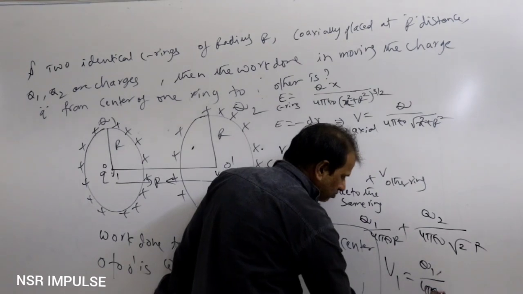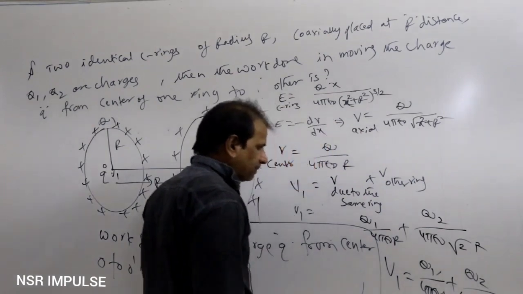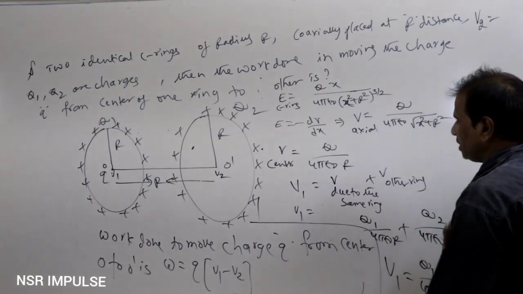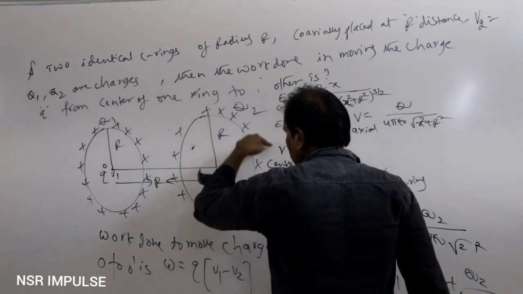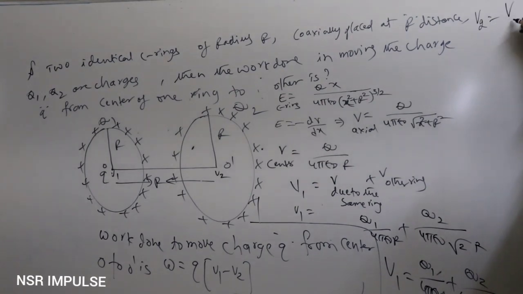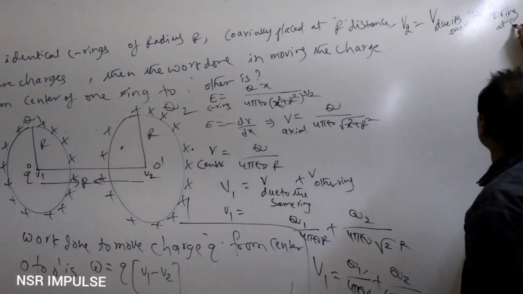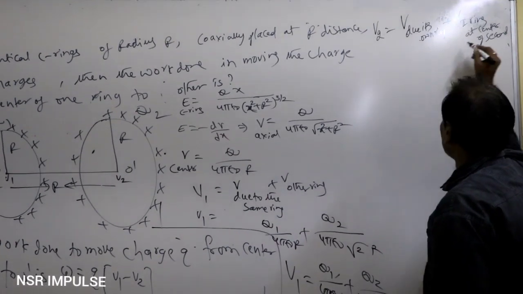So the potential at the center of the first circular ring is Q1 by 4 pi epsilon naught r plus Q2 by 4 pi epsilon naught root 2 r. Similarly, the potential at the center of the second circular ring is equal to the potential due to its own ring plus the potential due to the first ring at that center.